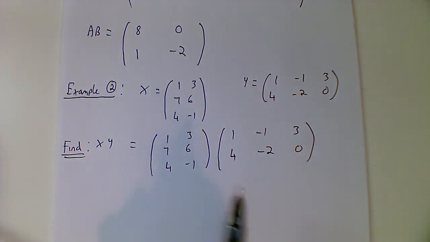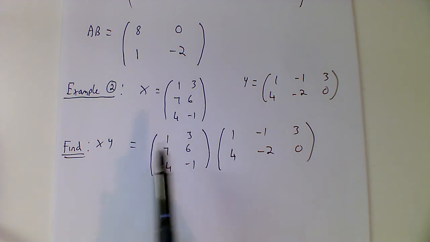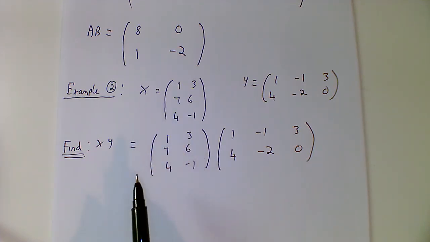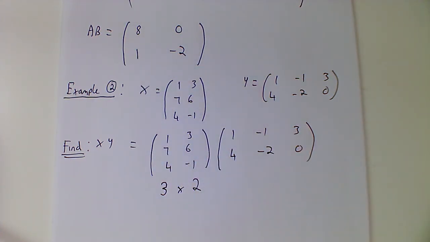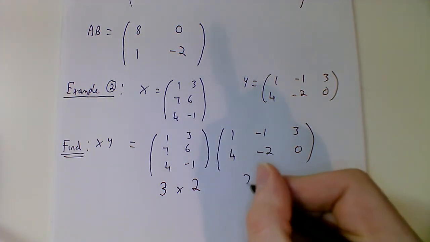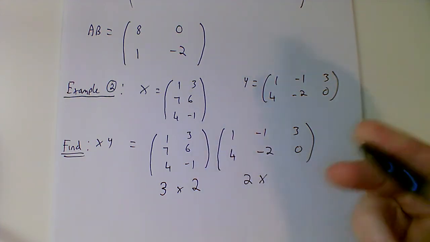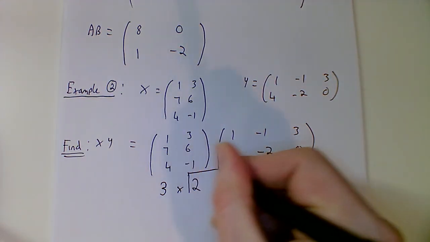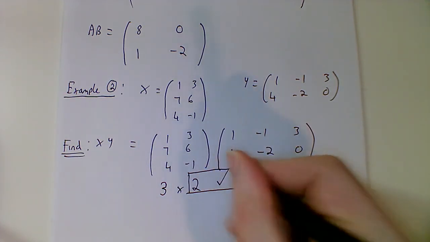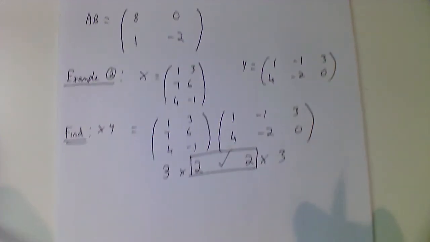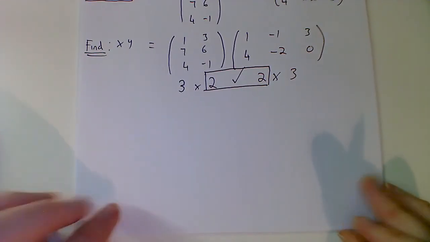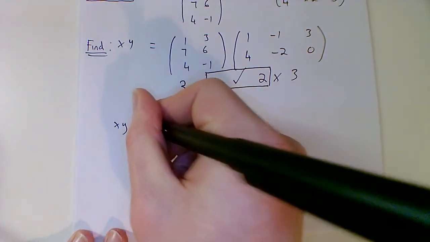So the first thing we do is we write down the order of the matrices. So this one has 3 rows and 2 columns. This one here has 2 rows and 3 columns. So again, those two numbers are the same, so my matrices conform. Then I set up my answer matrix, and again you just get used to doing this. So that means that XY is a 3 by 3 matrix.